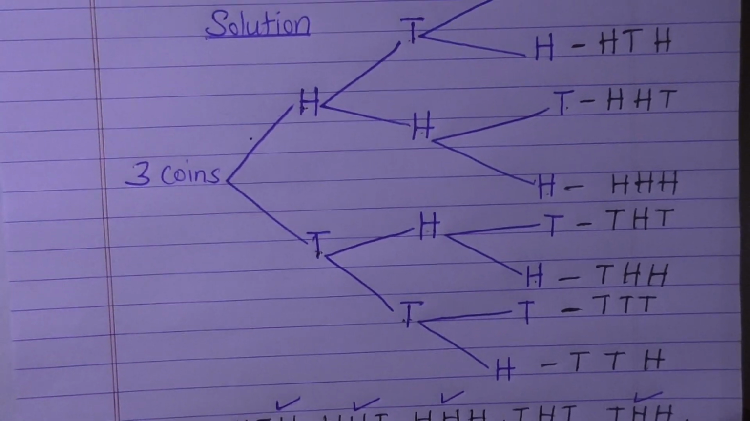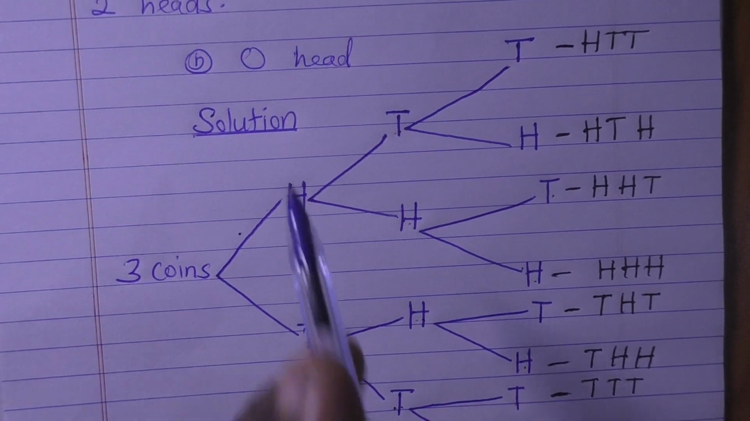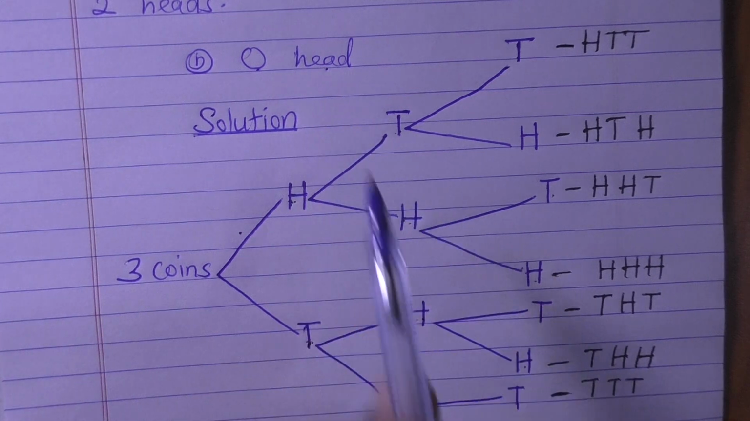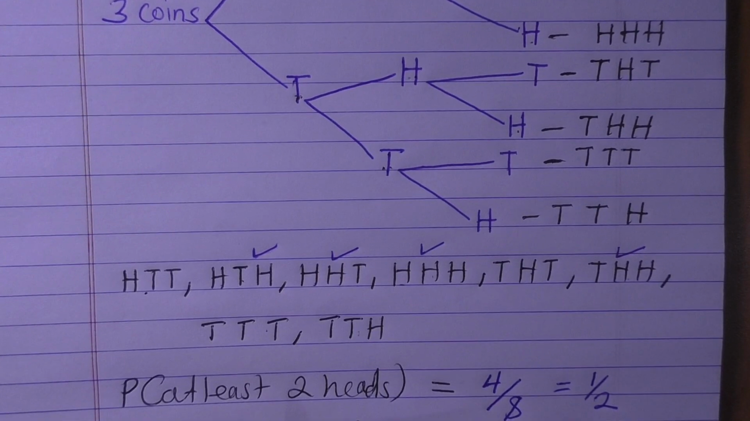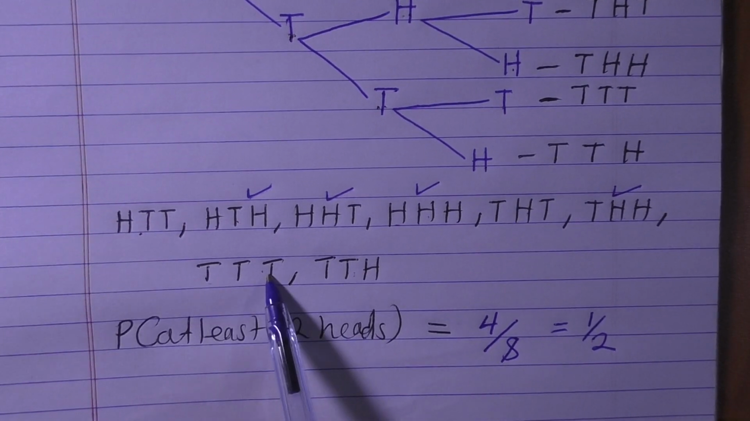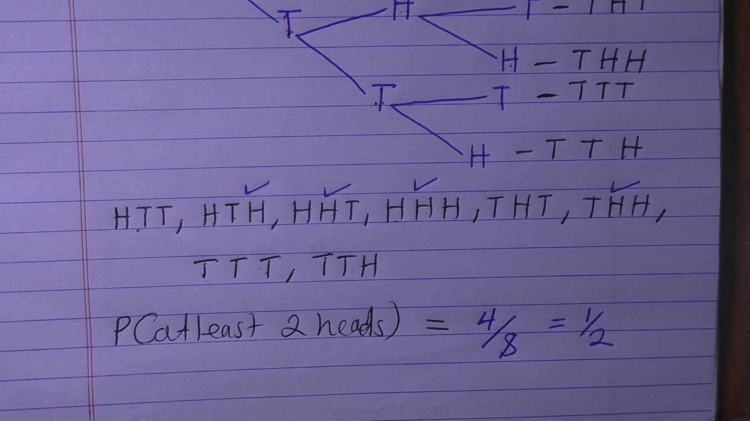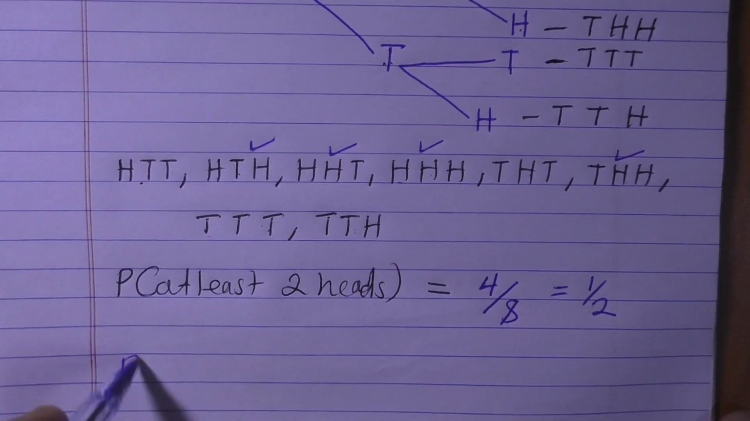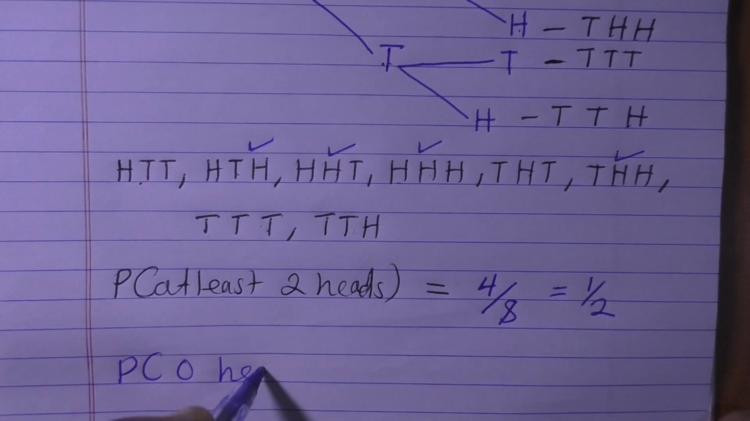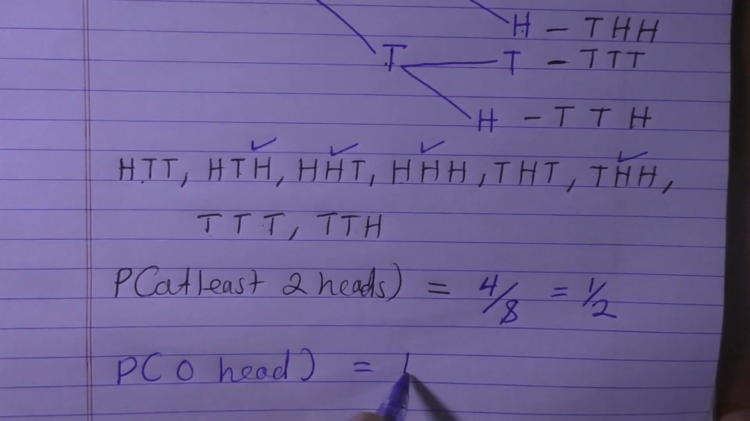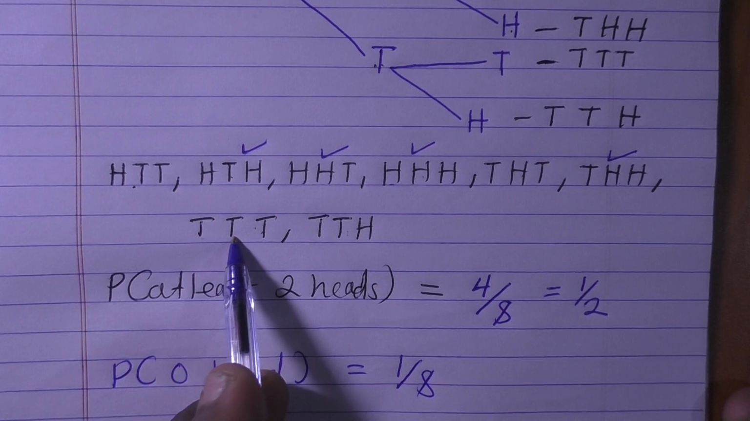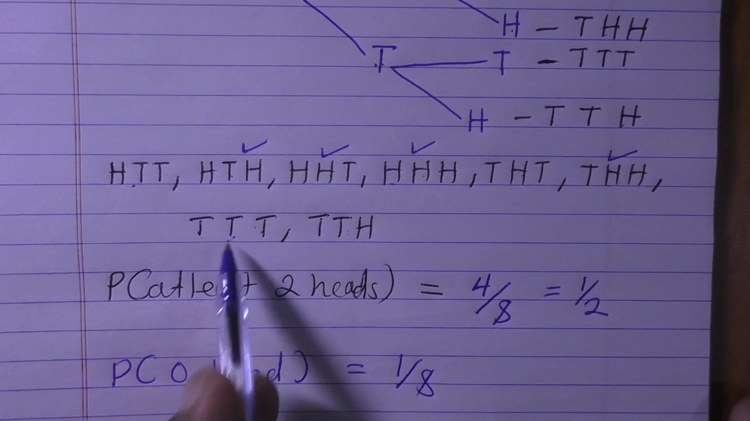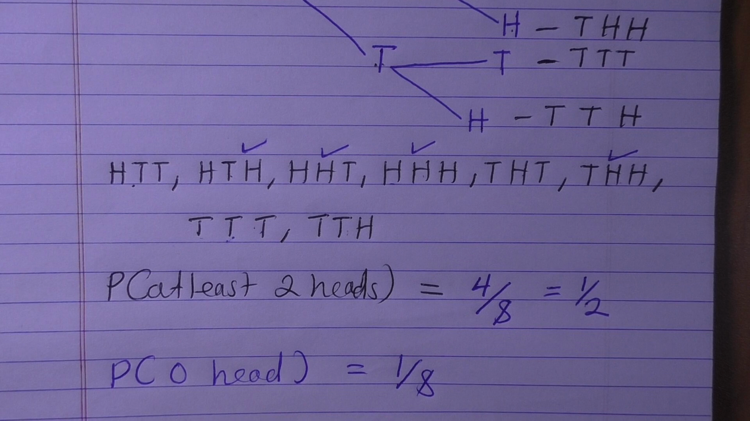Then part B is asking for a 0 head. 0 head, that's when we get all of them showing tails. So that is only 1. So the probability of getting 0 head is 1/8. That's where we have only the tails. So that has been our question 4.